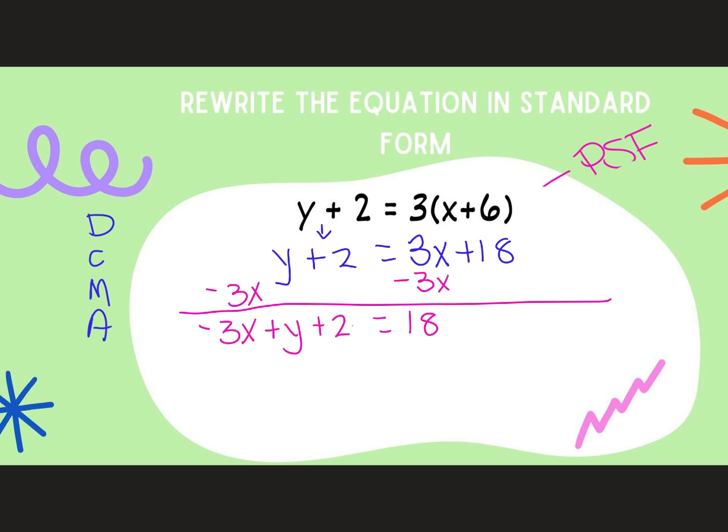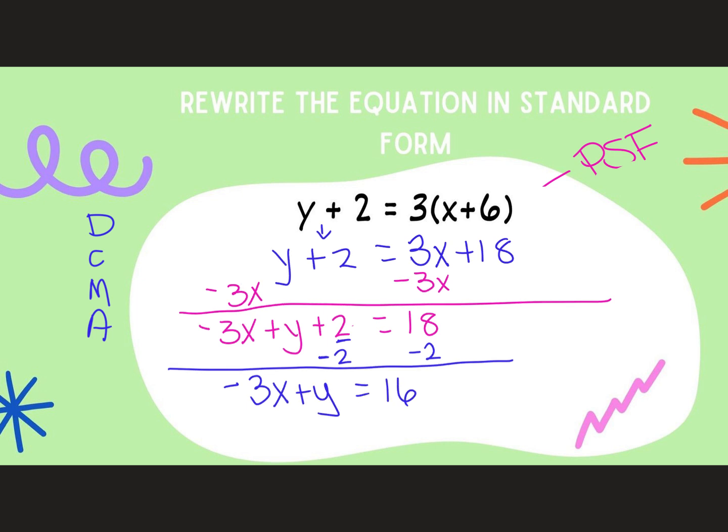My next step is add, subtract. Look at the left side of my equation. I have my a, I have my b, my y, but look, there's part of that c. I need to move that over to the other side. Here I'm going to subtract 2 from both sides. And that leaves me with -3x plus y equals 16.